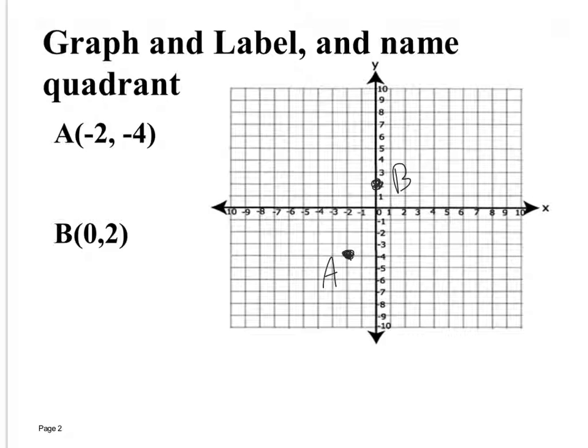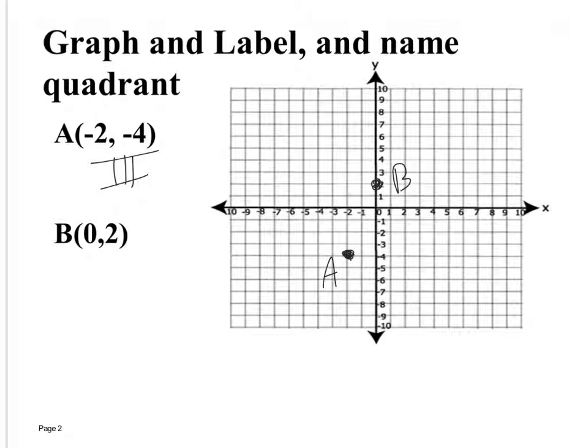Now it also says name the quadrant. So someone raise your hand and tell me what quadrant A is in. Kurt. 3. Quadrant 3. Good. Can someone raise their hand and tell me quadrant B? Camden. 1. No, it is not in quadrant 1. Tyler, what quadrant do you think it's in?